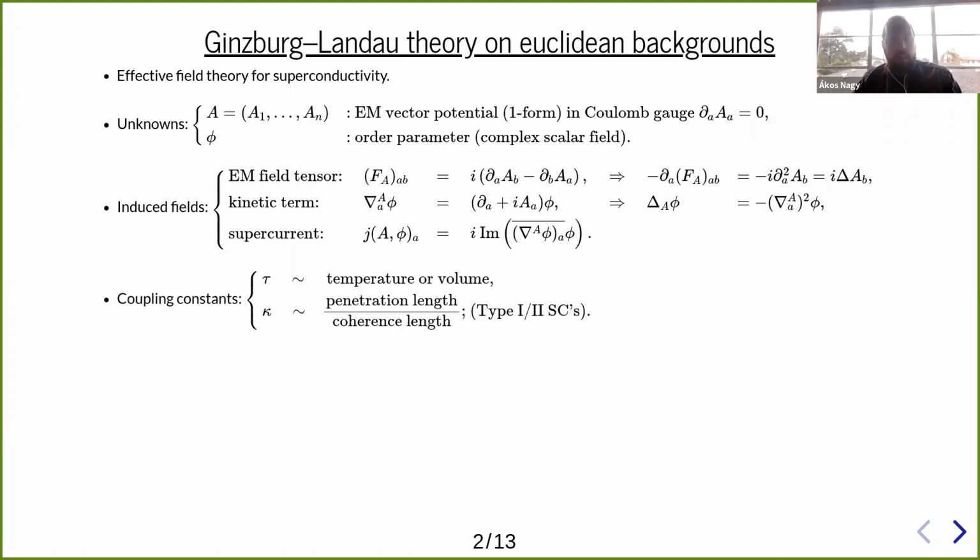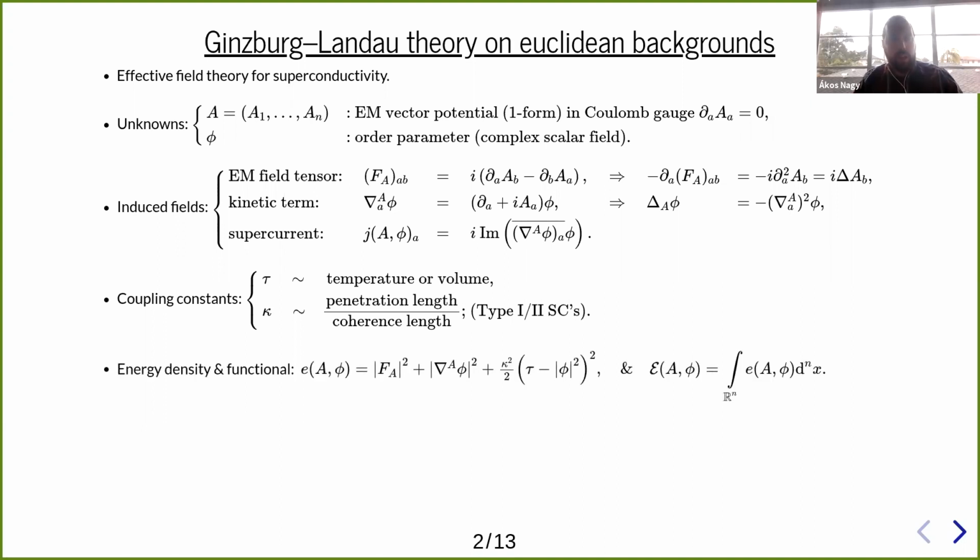There are two coupling constants in the theory. One is what I will call tau. In physics you can interpret that as the temperature, more or less, and geometrically it's sort of the volume of the underlying space. And there's kappa, the original interpretation of which is the penetration length per the coherence length. The penetration length is how fast the electromagnetic field can penetrate into the superconductor, and the coherence length is how fast the phi field decays, and the difference of that class distinguishes different types of superconductors, type 1 and type 2. But mathematically speaking, they are just two positive quantities that will be in our energy density.